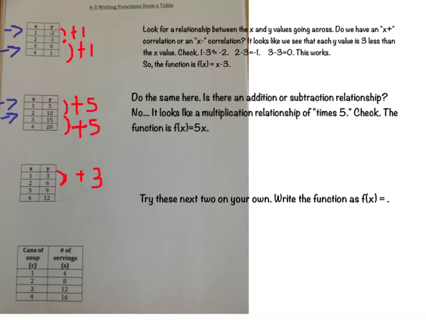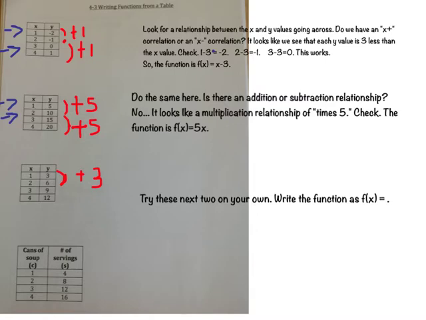The next thing you're going to look for when writing a function is the relationship between the X and Y values going across. You kind of see the blue arrows pointing to that. Do you have an X plus correlation or an X minus correlation? Here it looks like each Y value is 3 less than the X value. So we can check it by saying 1 minus 3. That 1 is from the X, the minus 3 is the rule that we're thinking we have, and you do end up with -2, which is your output.